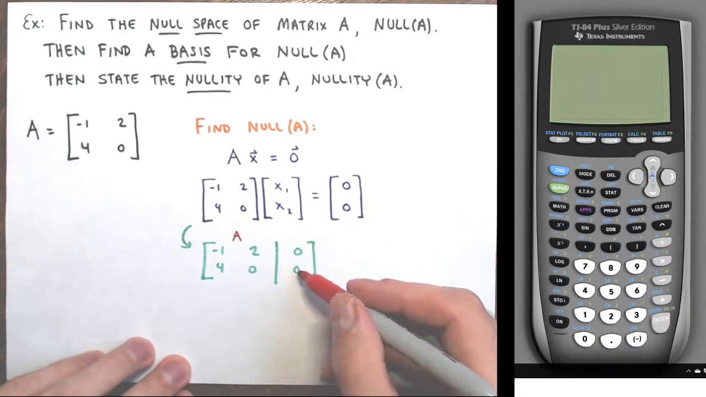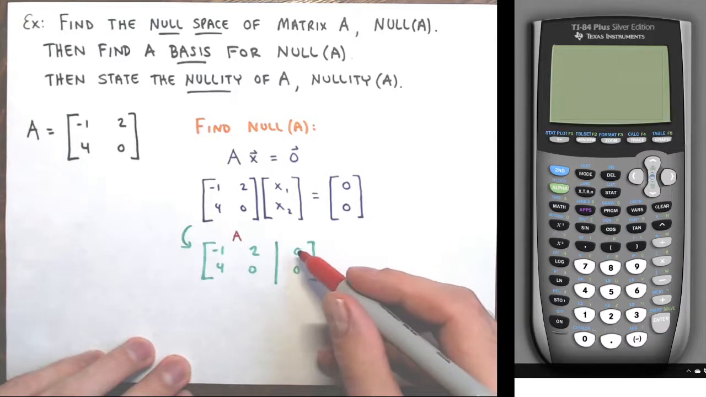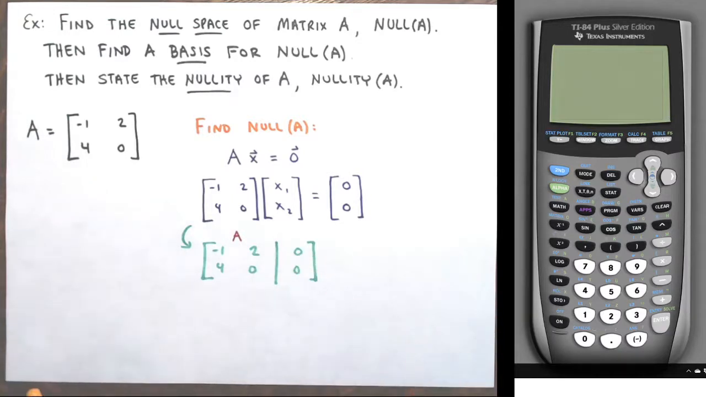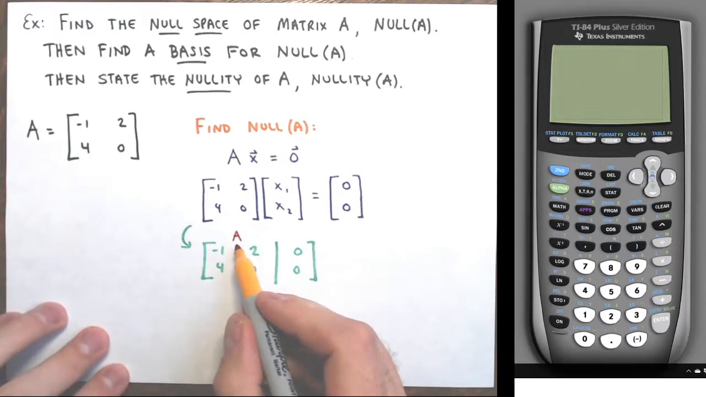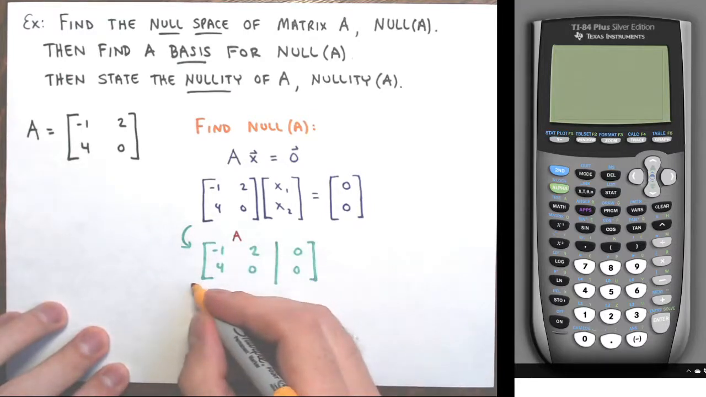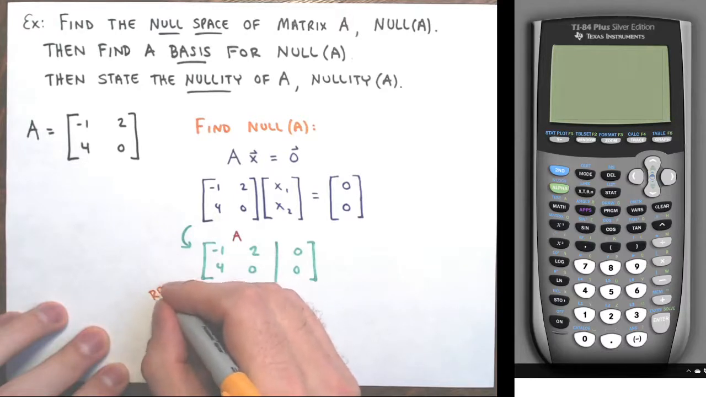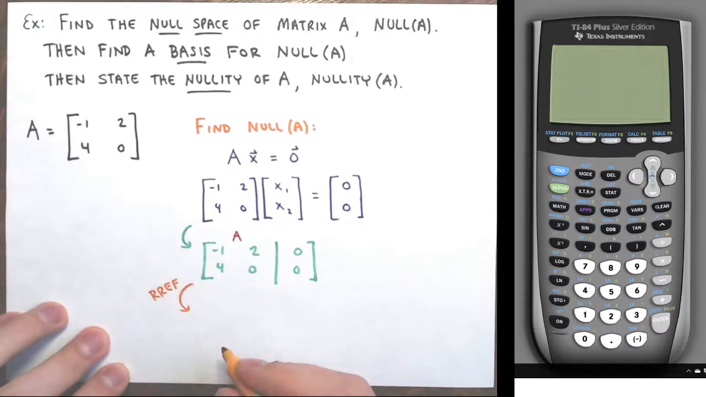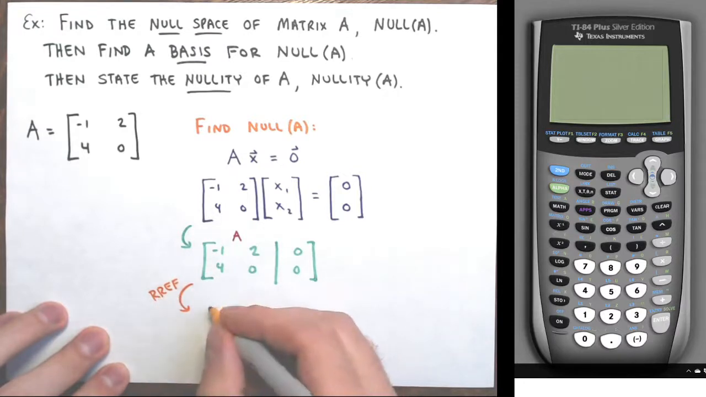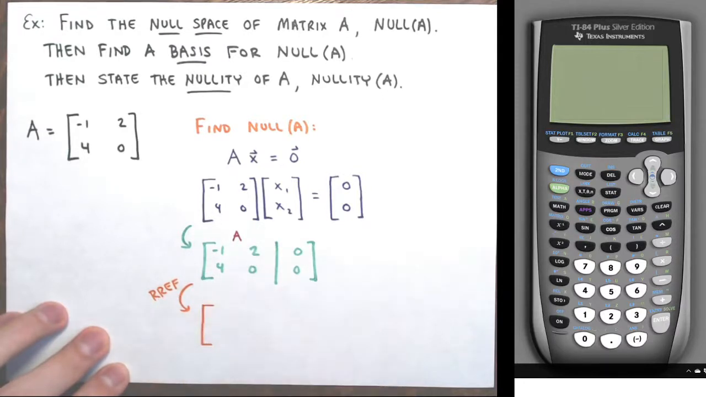And when you perform row operations, a column of zeros will remain a column of zeros. So all we're going to do really is focus on matrix A, and this column of zeros will stay a column of zeros. And through row operations, put this into reduced echelon form, or reduced row echelon form, RREF, as you've seen, I'm hoping by now.